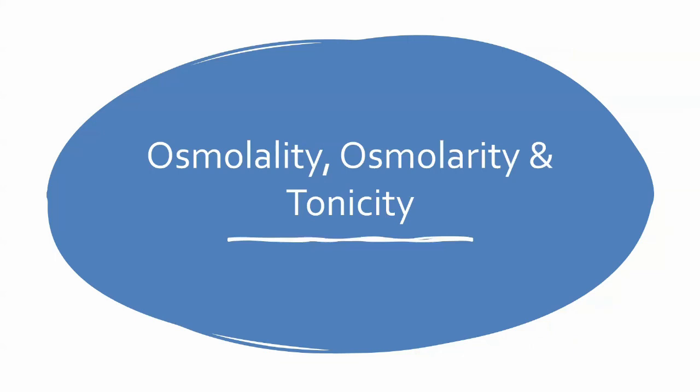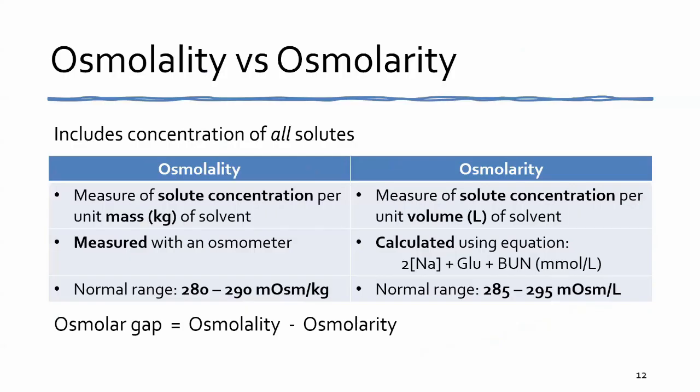Okay, and then the last bit of just technicalities and terms. So first is osmolality versus osmolarity. So these terms we know are often used interchangeably. They include the concentration of all solutes in the plasma. Osmolality is the solute concentration per kilogram of solvent, whereas osmolarity is the solute concentration per liter.